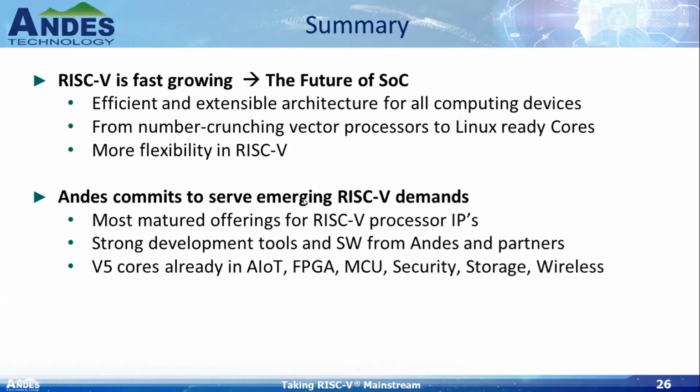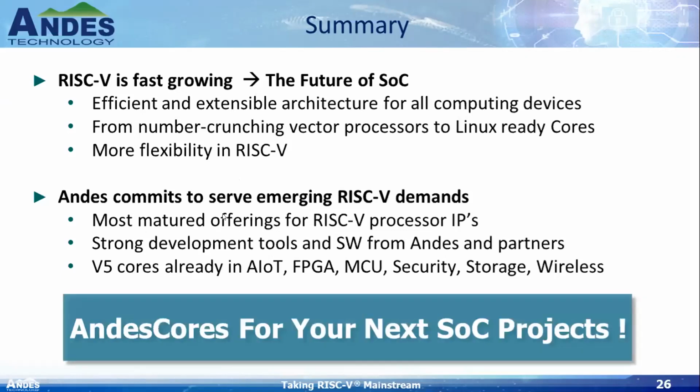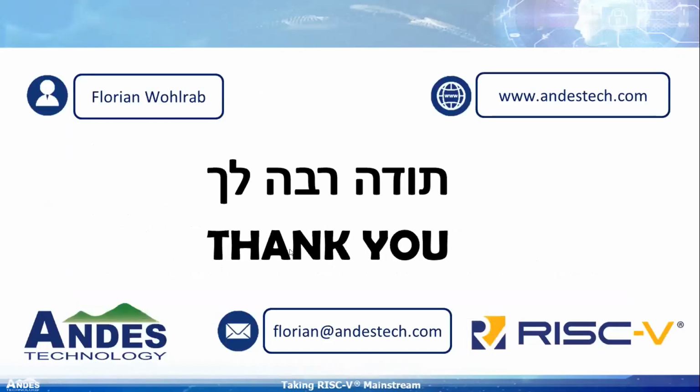We have the most mature offering for RISC-V processor IPs, we believe. We do have strong development tools and software from Andes and from our partners, like I hopefully could show you. And our cores are already used and taped out in various applications like wireless, security, microcontroller, and also AIoT. So if you're planning a commercial product, I hope you're considering Andes cores for your next SoC project. That was my presentation. Thank you very much. Are there any questions?